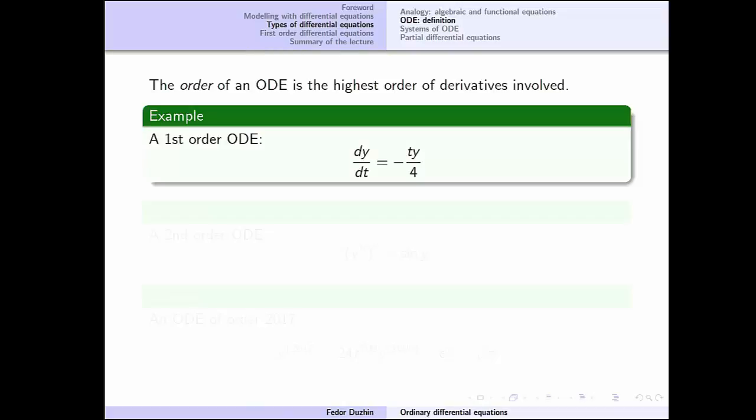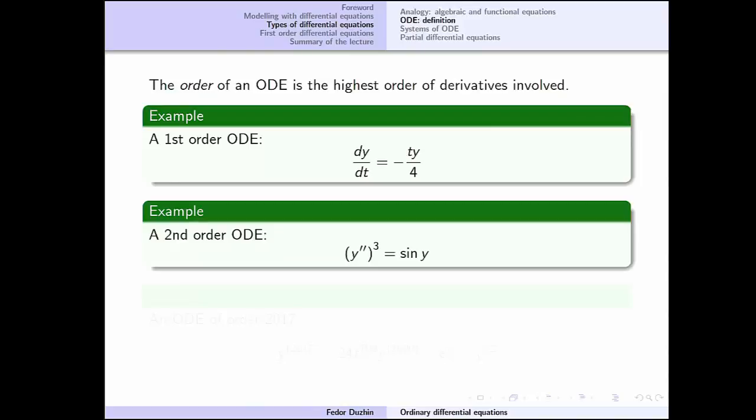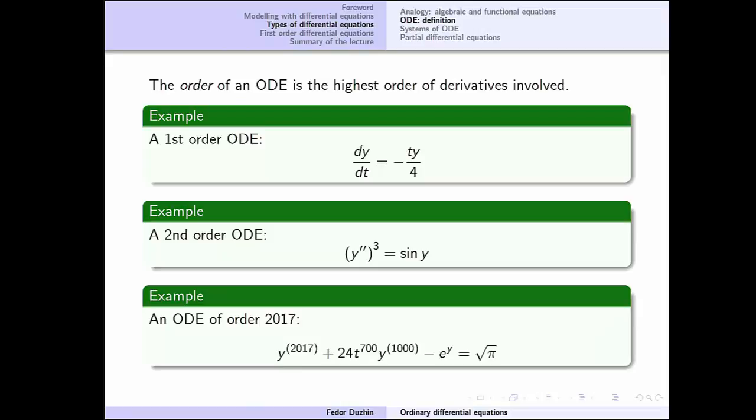The order of an ODE is just the highest order of the derivatives involved. If the highest derivative is the first derivative, it's a first order ODE. Second derivative, second order ODE, and so on. So this is an ODE of order 2017. Notice that this notation here, y with a superscript in brackets 2017, means that this is y prime, prime, prime, and so on, 2017 times prime.